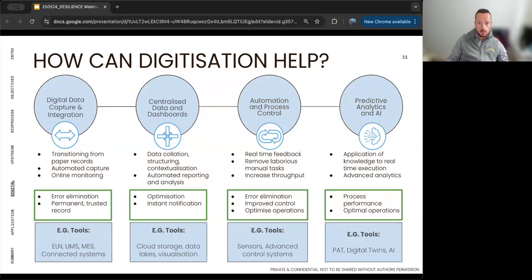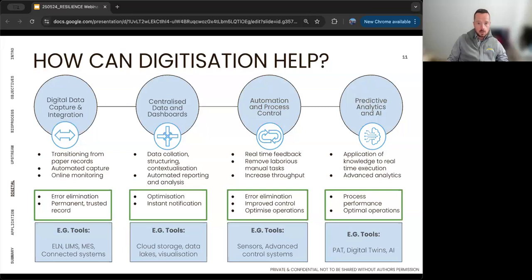So there are a number of systems out there which support this at all different stages, from electronic lab notebooks to your lab information management systems, your manufacturing execution systems, and then the hardware devices themselves, which can be connected to link the physical and digital worlds.